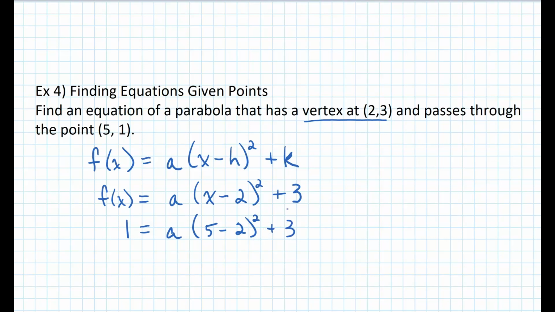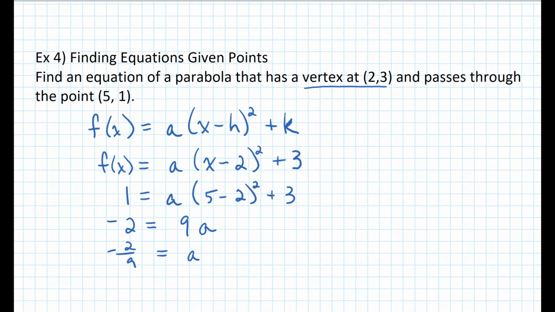So if I subtract 3 from both sides, I get negative 2 is equal to 5 minus 2 is 3. 3 squared is 9. So what does that mean a must equal? Negative 2 ninths. All right, and now I'm just going to put all that back together. F of x is equal to negative 2 ninths times (x minus 2) squared plus 3.